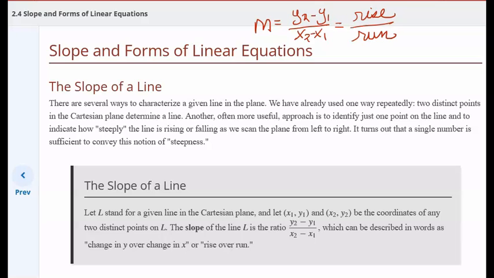Here we're going to take a look at what we're calling Formula 3, which is the slope formula. When you have two ordered pairs, you put them in this form, and it's y units over x units, rise over run.